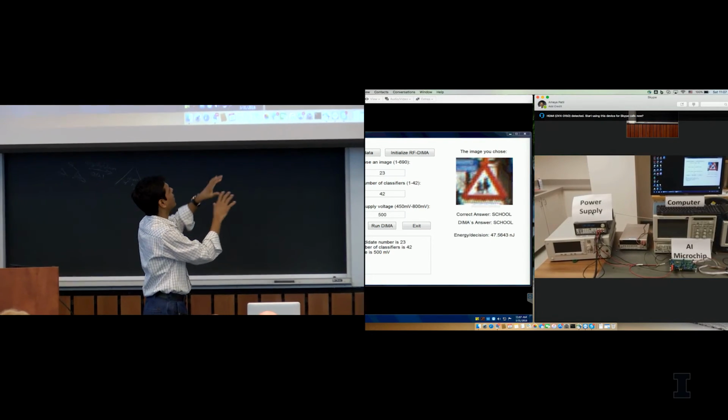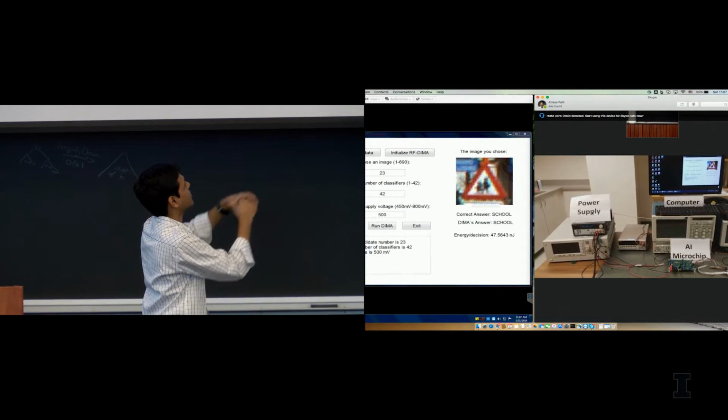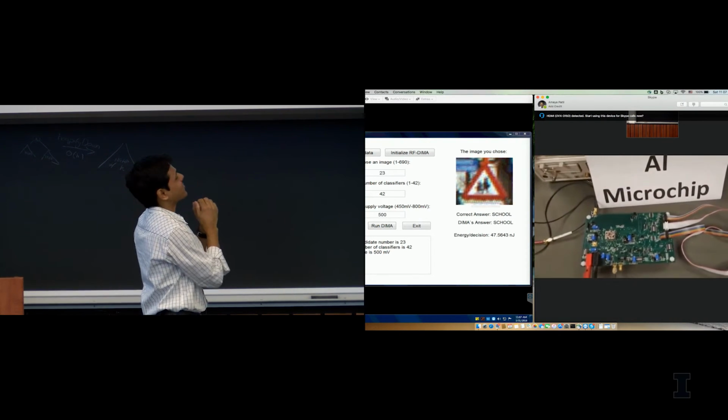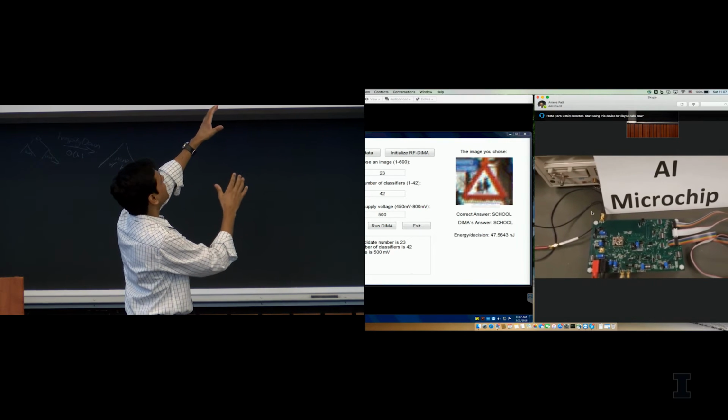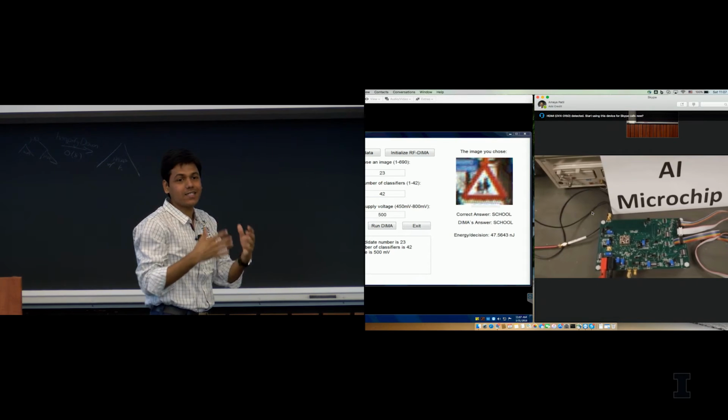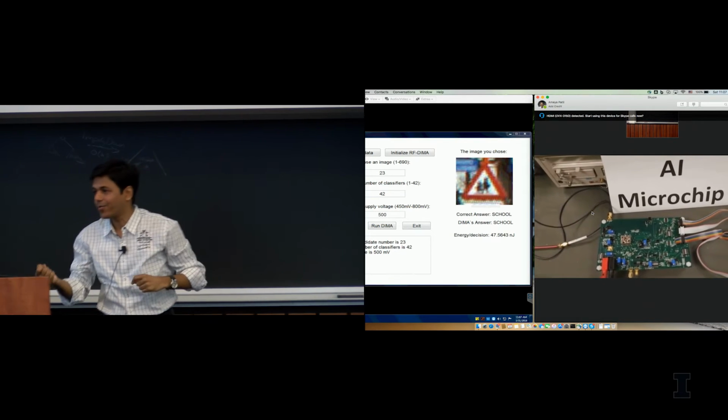All right. So Sungmin, now let us see the AI microchip more closely. So there we go. It's almost like a movie. So here's the AI microchip. The green part is the board that we designed, and there is a pointer somewhere.